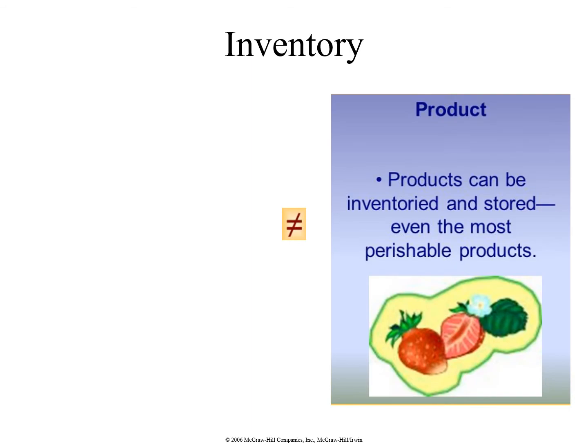So basically products can be inventoried and stored. Even the most perishable products, the ones that can go bad within a few days, you can still store them, right? You can store them for a few days. You just have to make more arrangements for those perishable products. Maybe deep freeze them, or refrigerate them, or make some other specific arrangements for them.